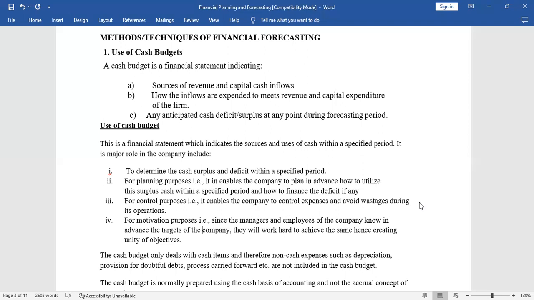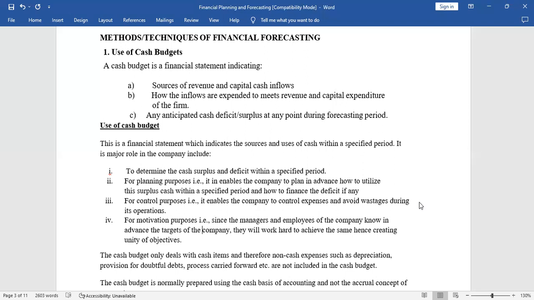It is also used to plan because the company is able to know what resources are needed or tied to which particular period. And if there is any deficit, they'll be in a position to plan for the deficit. So they'll not be caught up in surprises. So it will be used to enable the management to control the expenses by avoiding wastages or leverage during operations.